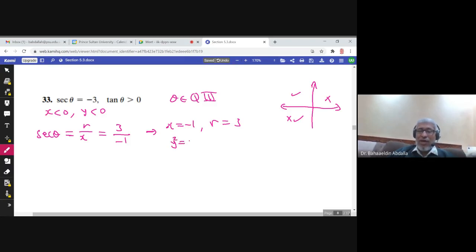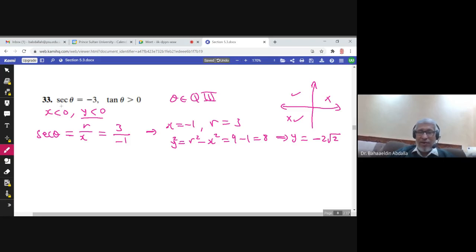Y squared is r squared minus x squared. It is 9 minus 1. It is 8. So what would be y? Y would be plus or minus square root of 8. Since y is negative, I take the minus sign. So y is negative square root of 8, or negative 2 square root of 2. Now I have r, x and y.